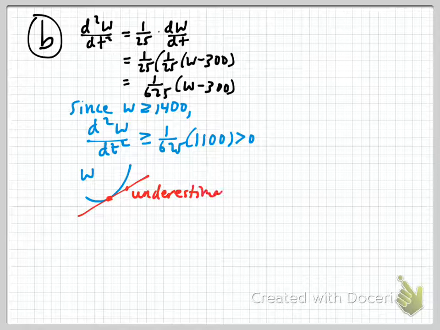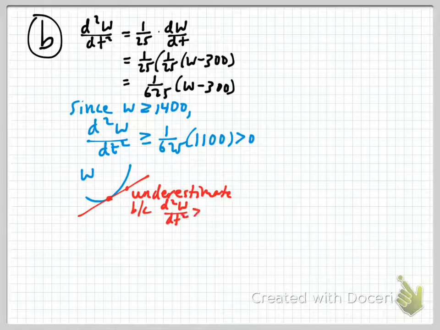Underestimate, because the second derivative is positive, which makes it concave up.